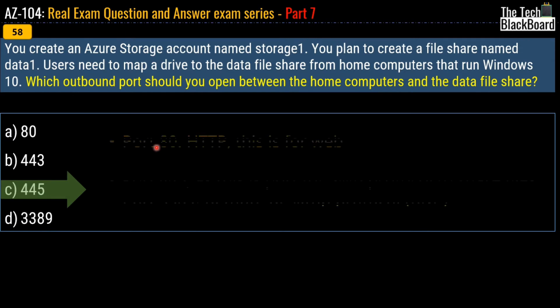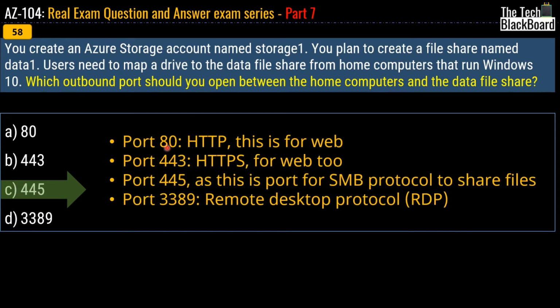Now just for your understanding, here I have shared a little more detail on each port. So you can see port 80 is an HTTP based port and this is for web. 443 is also used for the web. However, this is HTTPS, which is a secured version of the HTTP protocol. Then we have 445, which is our correct answer as well, and this is the port for the SMB protocol to share files. Then we have 3389, which is the Remote Desktop Protocol or RDP. Always keep in mind that whenever the question is asking about file share or mapping a drive, you always have to select port 445.